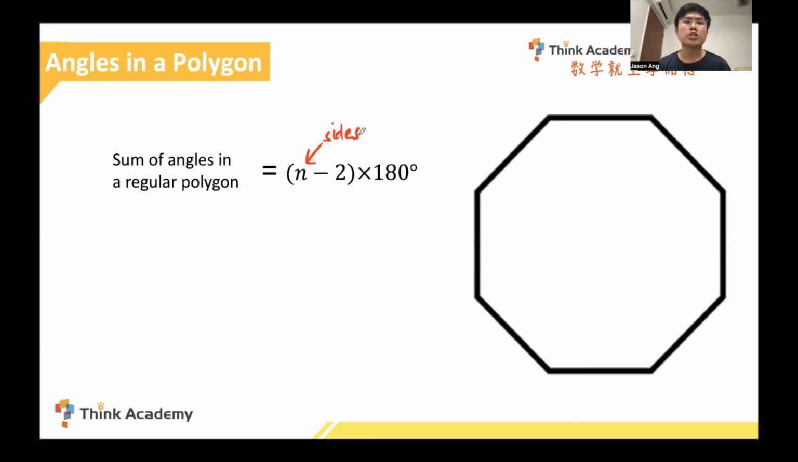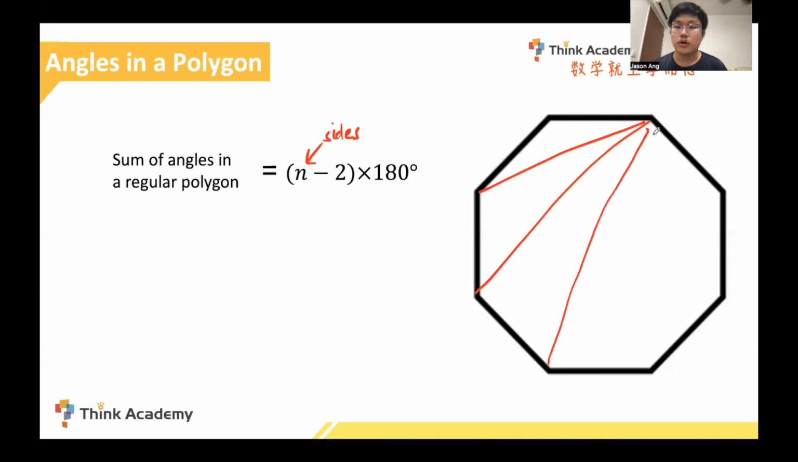But how can I do a short proof of this? This octagon, I can actually cut into multiple triangles. Let's see. If I draw a straight line across like this, and like this, and like this, and so on and so forth. A couple more triangles to draw, and we have one more.